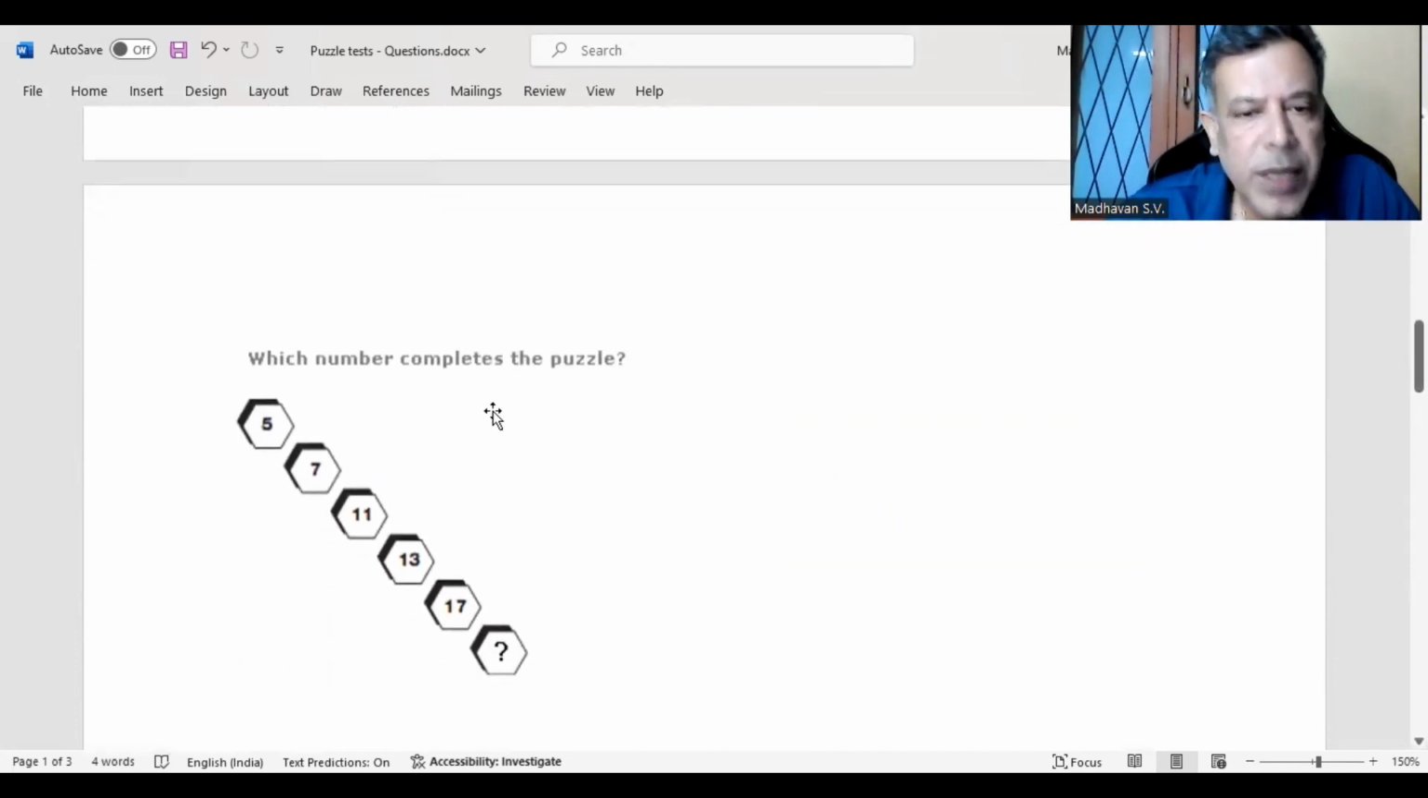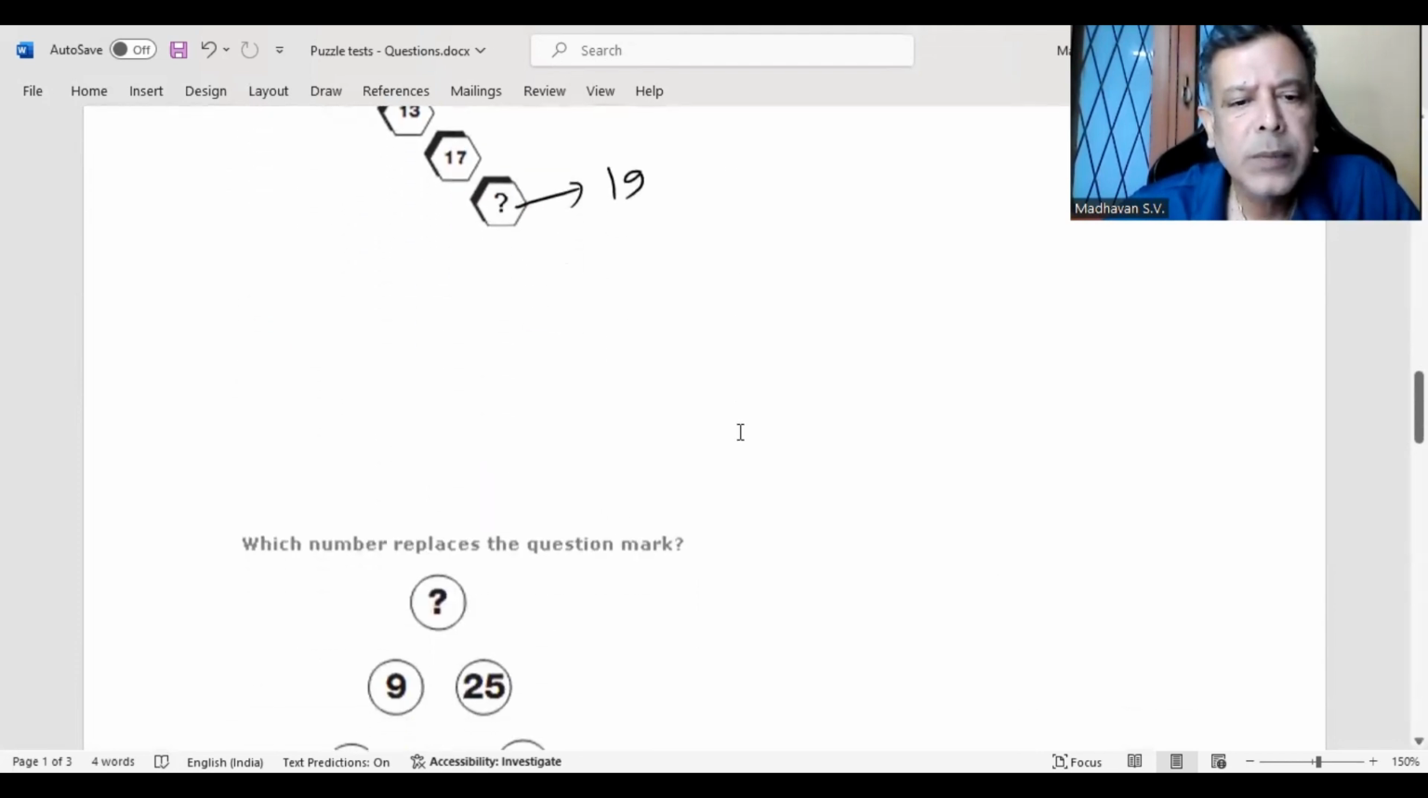Which number completes the puzzle? 5, 7, 11, 13, 17. We may notice it's all prime numbers starting from 5. That means the next prime number should be 19. Let us move on to the next one.